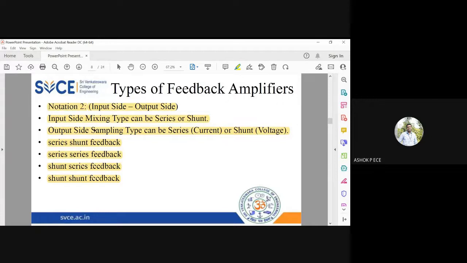In the sampling network, instead of writing voltage or current, I'll be using the term series or shunt. That also you cannot randomly use, because voltage is the same in parallel. So for voltage, I can use only shunt. And current is the same in series. So for current, we can use only series. So four possibilities, four types of feedback amplifiers.